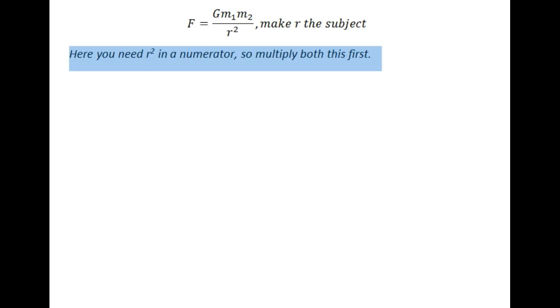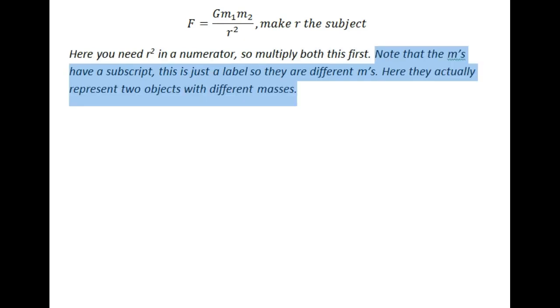Just a note about m1 and m2. They're subscripts. They're not powers, they're just labels. They're markers. In this case, with this particular formula, it actually means they're different masses. So this means the mass of one object, and this means the mass of a second object.